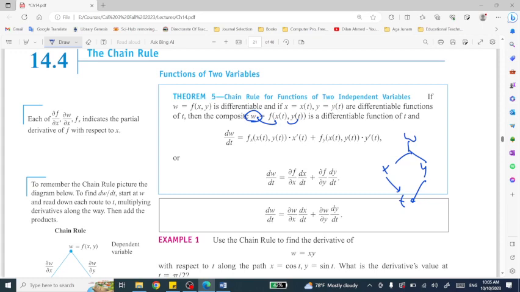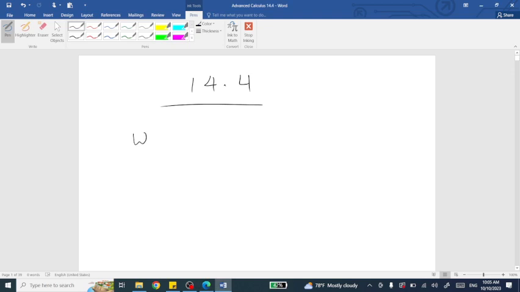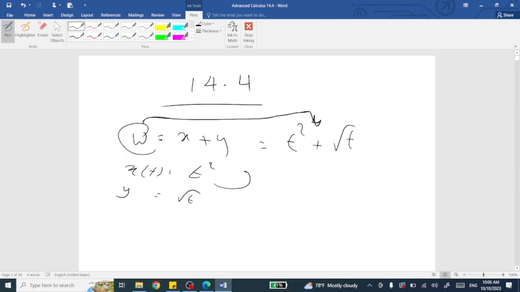So you can see from here, directly, if you want to find the derivative of w with respect to t, we say dw by dt. Why? Let me give you an example. Say w is equal to x plus y, where x is a function of t, equal to t squared, and y is a function of t, for example, square root of t. If you substitute, you will get w equal to t squared plus square root of t. Am I right? So w is directly a function of t. That's why we can say dw by dt.